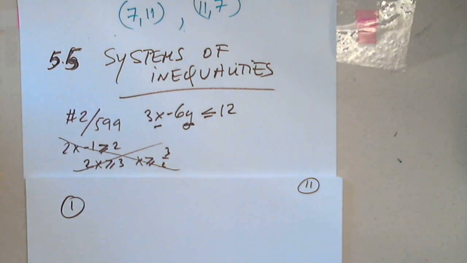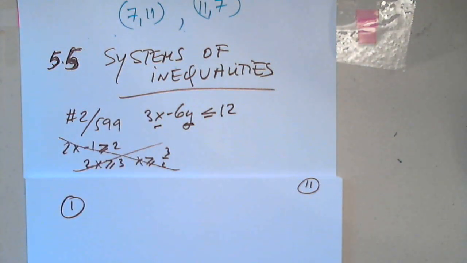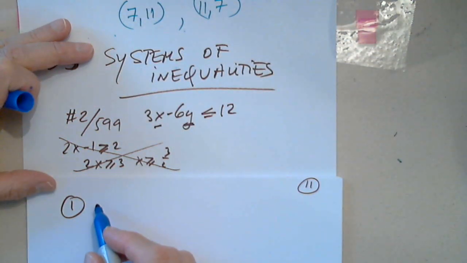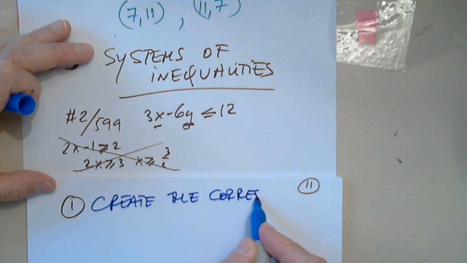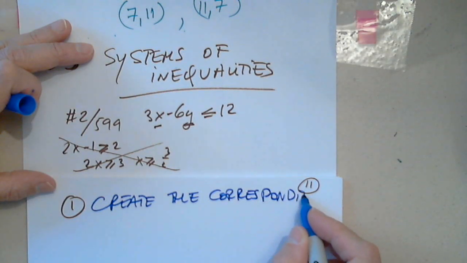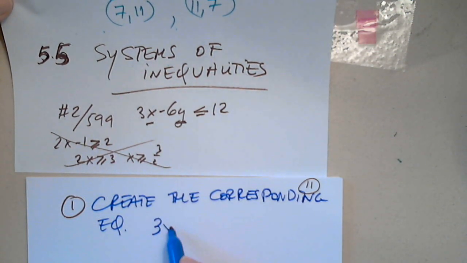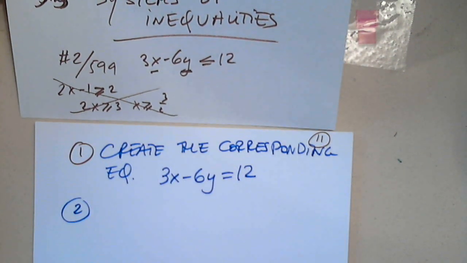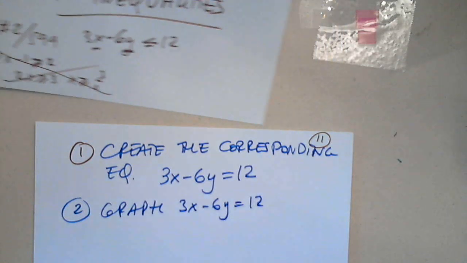Okay, so here are the steps that we need to follow when we solve an inequality with two variables, linear or not. This is a linear one, and then I'll show you a nonlinear one before we look at systems. So first step is create the corresponding equation. You can say, are you changing the symbol? No. I just write this because I need it for step 2. In step 2, I have to graph 3x minus 6y equals 12.